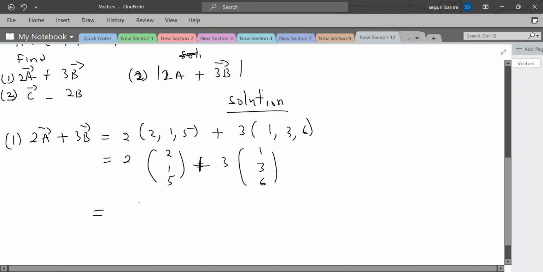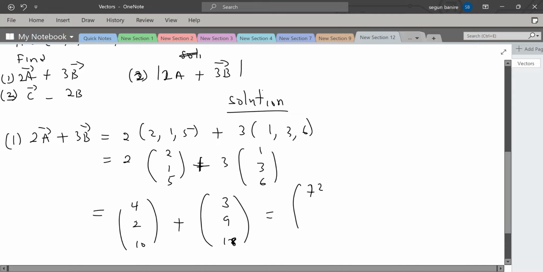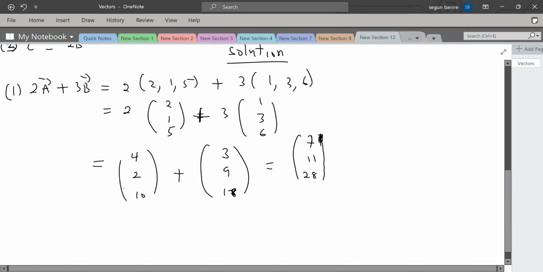So 2 times 2 gives you 4, 2 times 1 gives you 2, 2 times 5 gives you 10. Plus 3 times 1 is 3, 3 times 3 is 9, 3 times 6 is 18. If you add up the terms, you get 7, then 2 plus 9 gets you 11, and the last one will give you 28. So that is the answer for that.